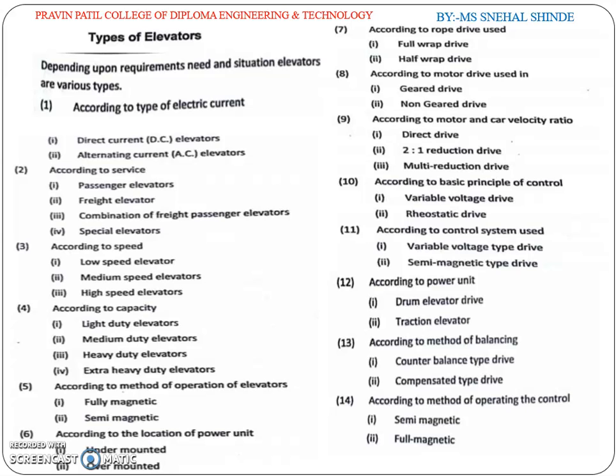Ninth one is according to the motor and car velocity ratio, that is direct drive, 2:1 reduction drive, multi-reduction drive. 10th is according to the basic principle of the control, that is the variable voltage drive, rheostatic drive. 11th is according to the control system used: variable voltage type drive, semi-magnetic type drive. According to the power unit: drum elevator drive, traction elevator. According to the method of balancing: counterbalance type drive, compensated type drive. According to the method of operating the control: semi-magnetic and full magnetic.